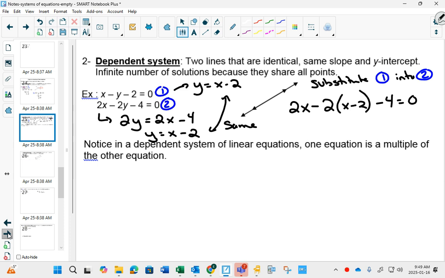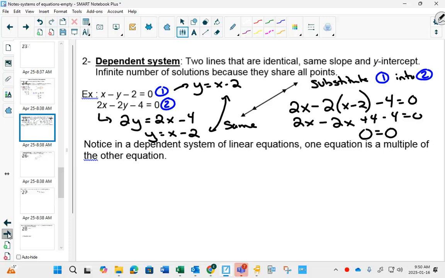So I substitute equation 1, I got the y by itself. Where the y was in equation 2, I substituted that in. And we get the following. So I'd have 2x, I'm going to distribute this. This will be minus 2x, minus 2 times, it'll be plus 4, minus 4 equals 0. And I get, everything cancels out. And I get 0 equals 0.